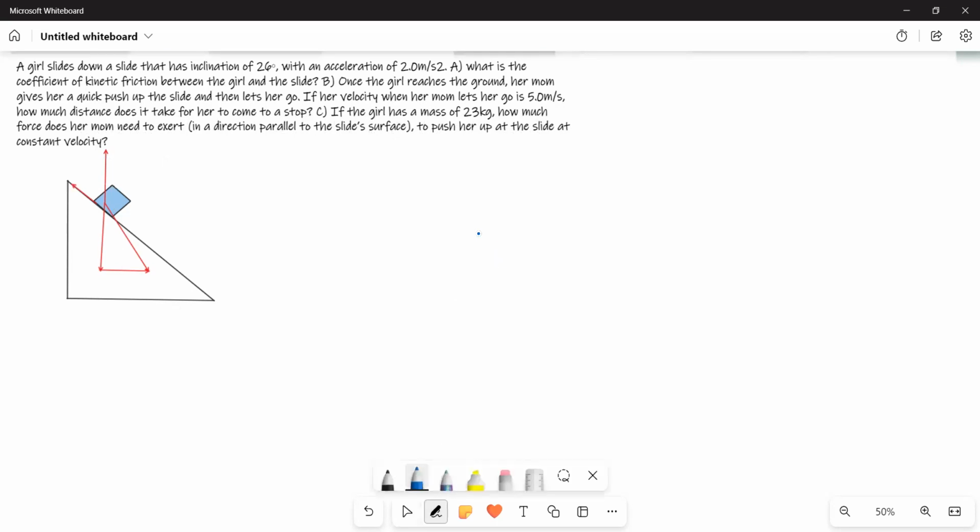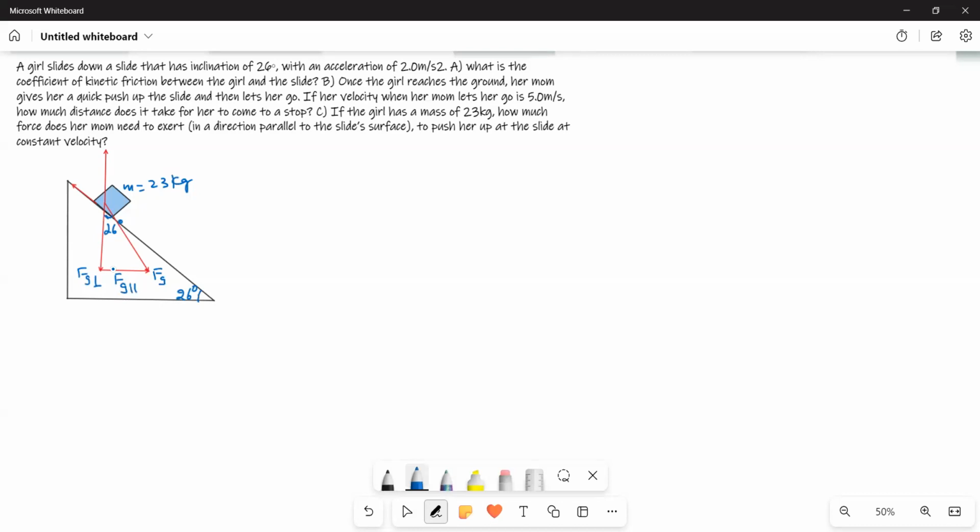Let us do the problem. This is the slide, and let us assume that this is the girl. The mass of the girl is equal to 23 kilograms, and the angle is 26 degrees. So this angle is also 26 degrees. Now this is Fg, and this is Fg perpendicular, and this is Fg parallel.